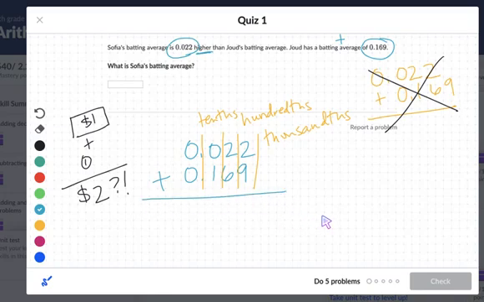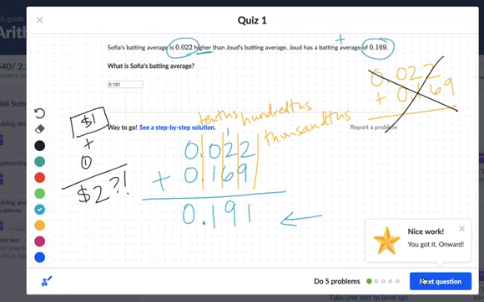All right, and we're going to start from the right, work our way to the left. So 2 plus 9 is 11. Put that place value over there. 6 plus 2 is 8. 8 plus 1 is 9. 0 plus 1 is 1. And then we bring down that decimal point and we have our zeros. So our answer is 0.191 for Sophia's batting average. And we got adding because we saw that Sophia's batting average is higher. So we would need to add it to Jowd's because his is lower to get to hers.